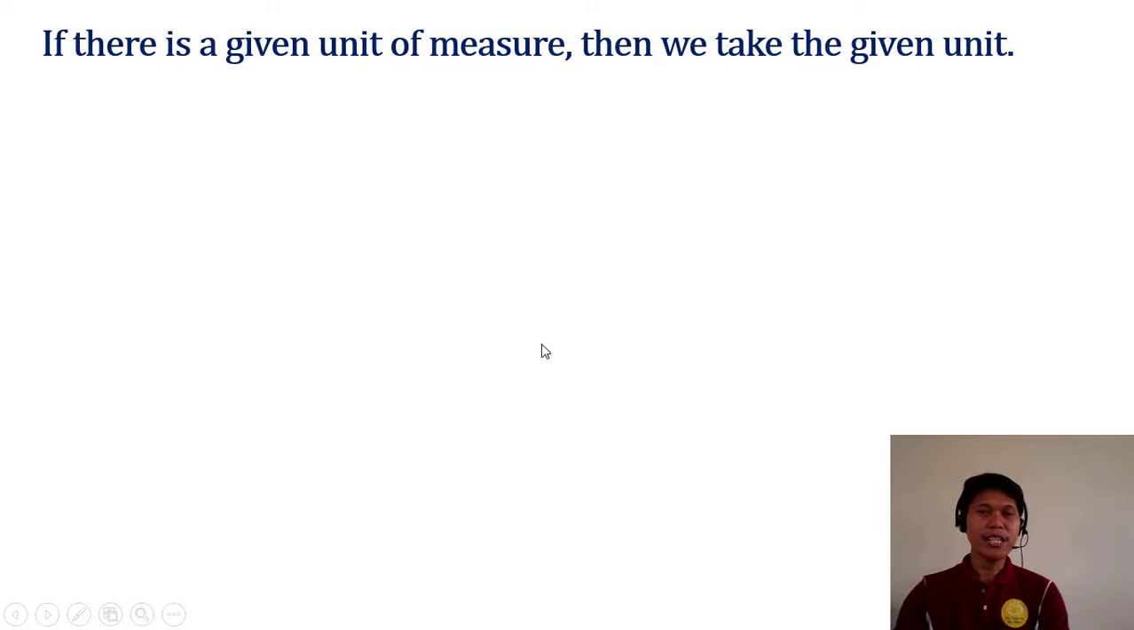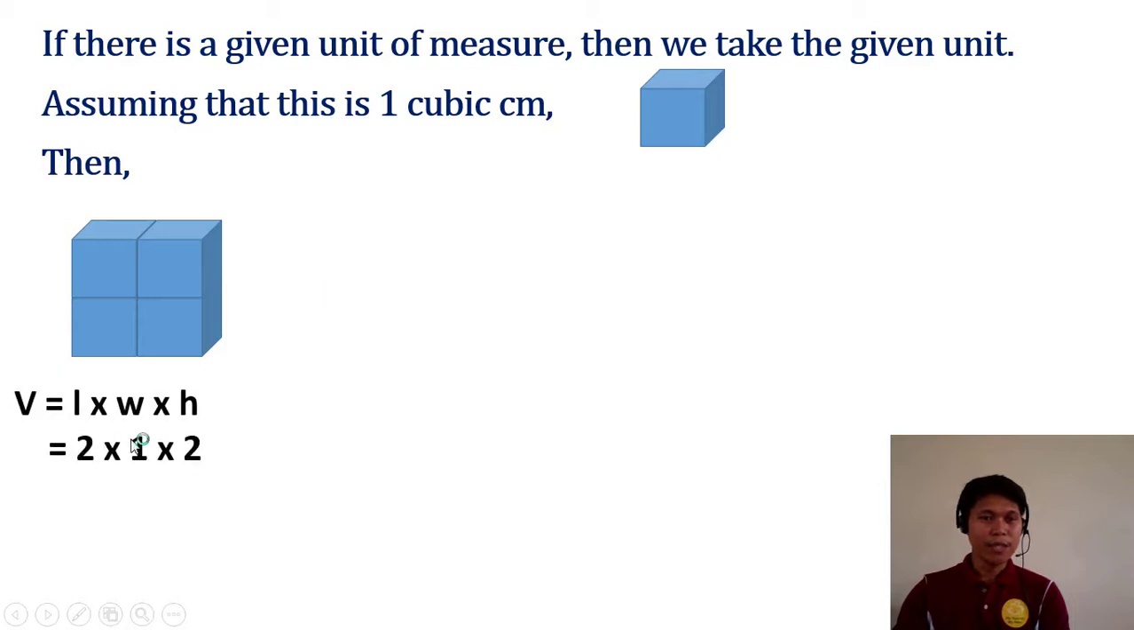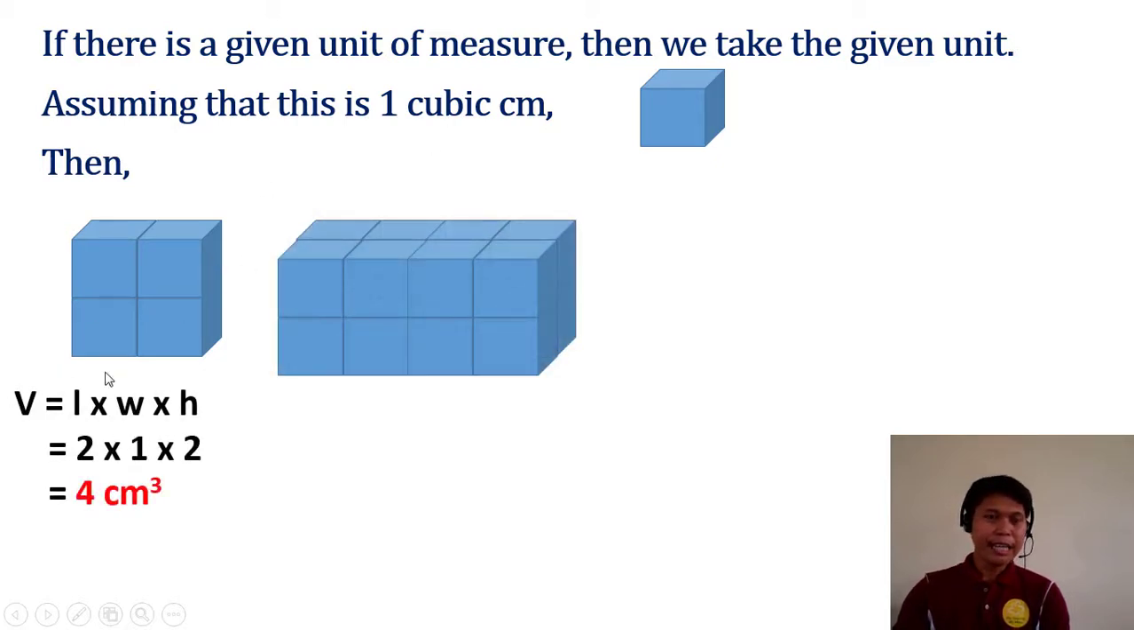Okay, if there's a given unit of measure, then we take the given unit. Assuming, for example, that it is given as 1 cubic centimeter, then the answer is 4 cubic centimeters.